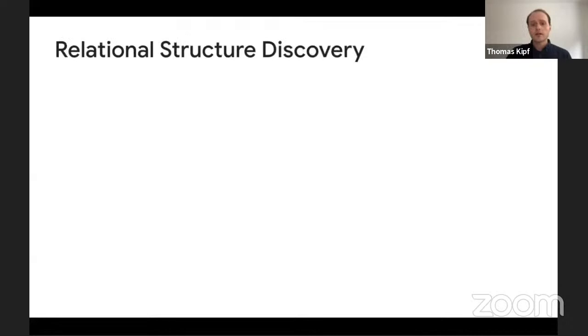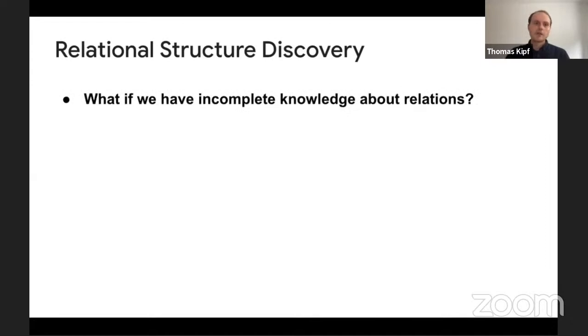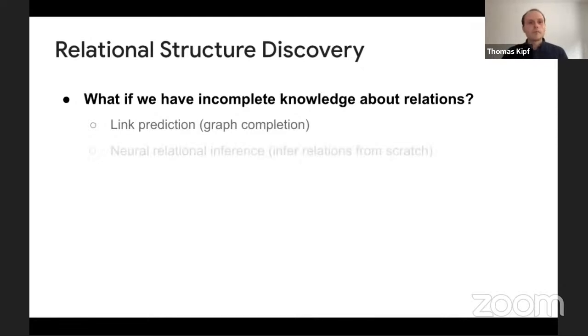Now, in my talk, I want to basically ask two questions that relate around loosening this assumption. So what if, on the one hand, we have incomplete knowledge about relations? And that leads us to things like latent graph learning or link prediction, graph completion, recommendation, these kinds of problems. But also models that learn to infer relationships, like rich descriptions of relations from scratch, such as works on neural relational inference.